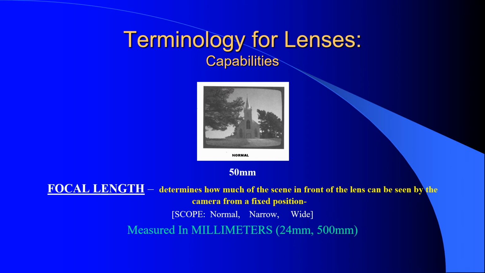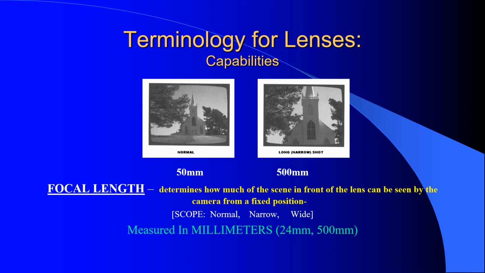So at 50 millimeters, what would be considered normal, basically the image that we see is what our eyes see. How would a subject or an object look if we were just looking at the object with our eyes? 50 millimeter, 55 millimeter is really kind of the normal focal length.